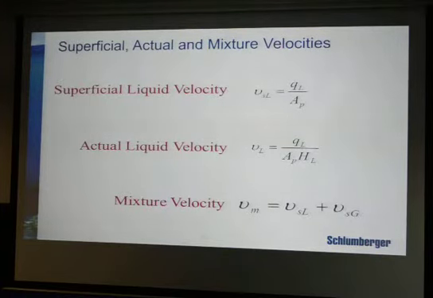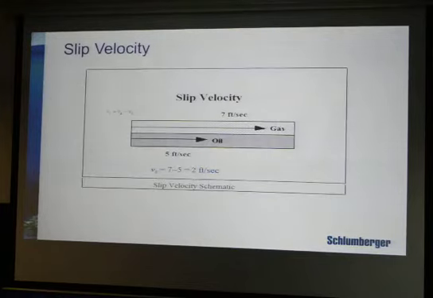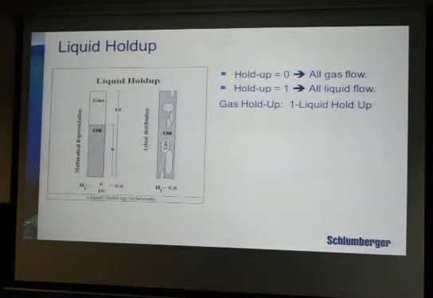And you are not aware of superficial velocity. No problem. This is the superficial liquid velocity: QL by AP, the area of the pipe. The actual liquid velocity would be QL by AP into HL. And the mixture velocity would be the sum of these two. This is the slip velocity, so basically you subtract the velocity of liquid from the velocity of gas. This is the liquid holdup. It's a simple volume ratio: volume of liquid by volume of pipe. Simple.